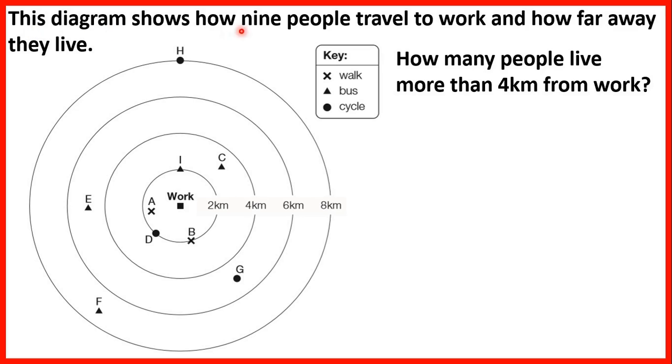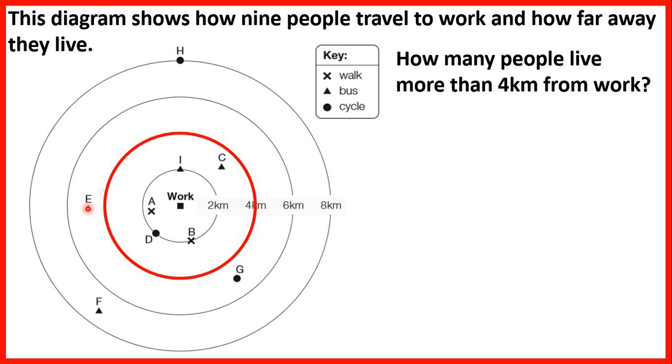This diagram shows how 9 people travel to work and how far away they live. How many people live more than 4 kilometers from work? So we can see that we have work in the middle, and this circle here shows 4 kilometers. If they're inside the circle, that will be less than 4 kilometers, and outside will be more.